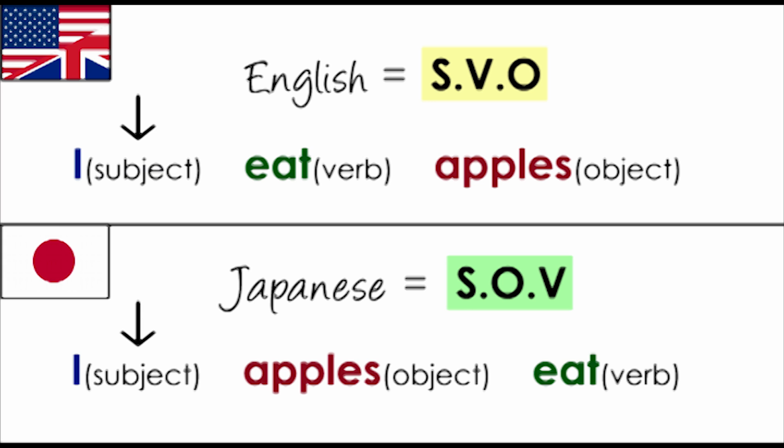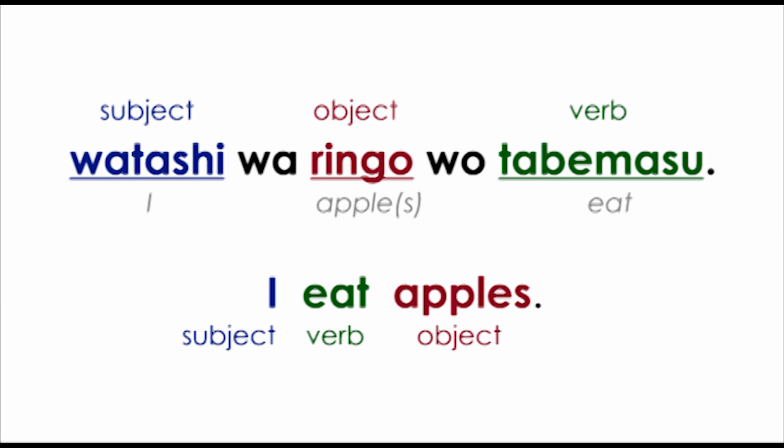Now let's take a look at some examples of the basic sentence word order for both languages. In this example, we have 私はリンゴを食べます. I eat apples. Watashi means I, and therefore is the subject of our sentence.